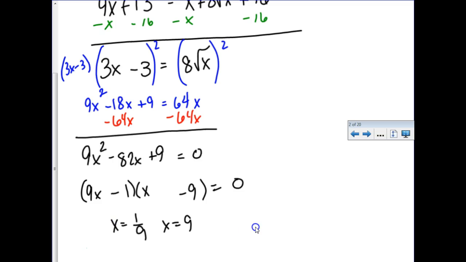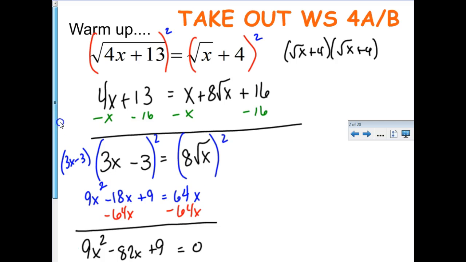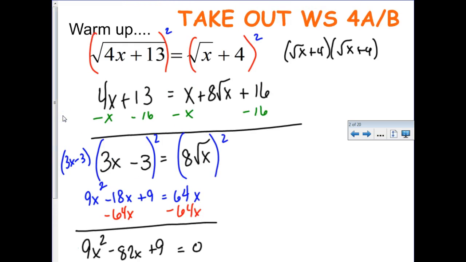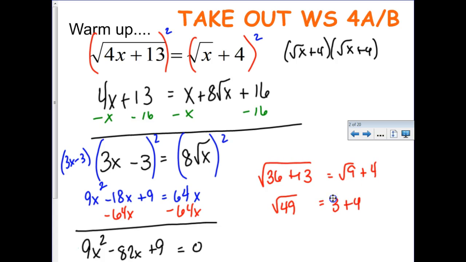So after all that, we're done, right? We get to box in our answers and walk away? No, of course not. You got to go way back to the beginning of the problem and check. So the easiest one for me to check is x equals 9, so I'm going to hurry up and check that one. If I plug in a 9, I get 4 times 9 is 36 plus 13, which is the square root of 49. And then over on this side, it's the square root of 9 plus 4, which is 3 plus 4. Okay, guys, 7 equals 7.